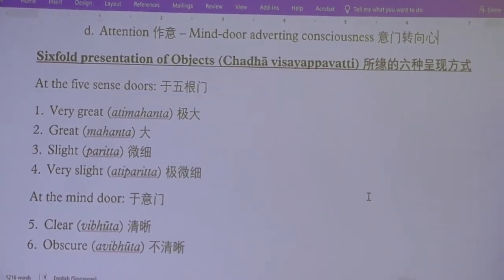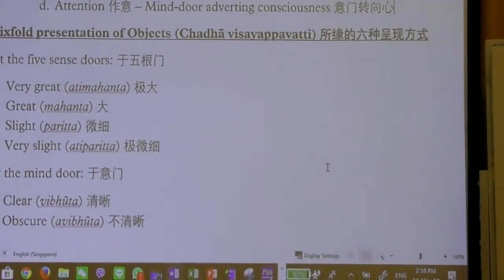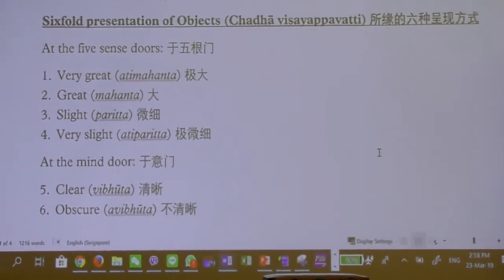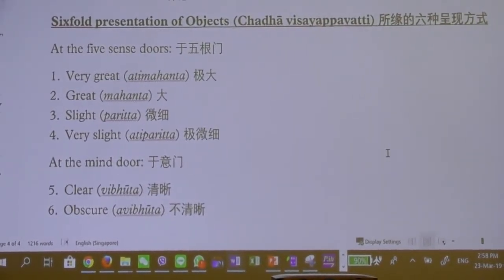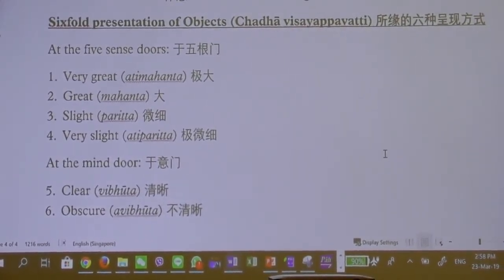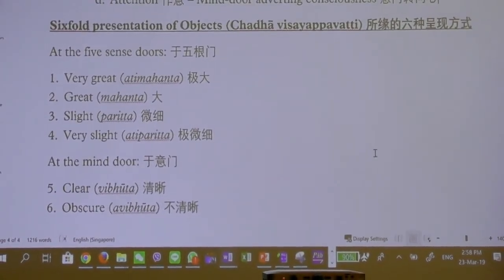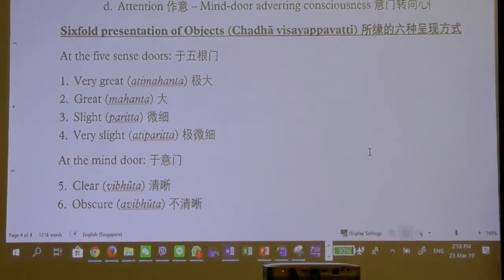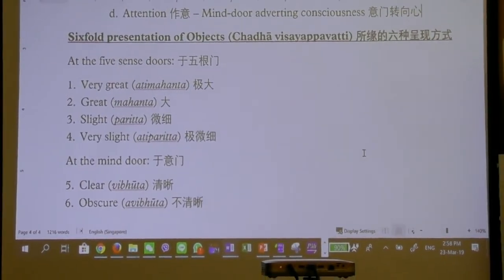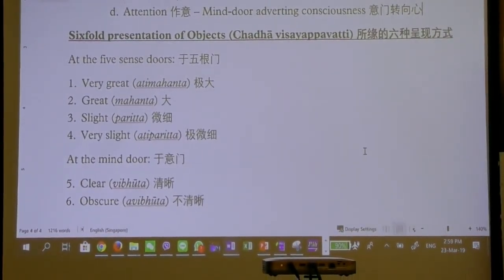Now, according to English, according to Pali also, very great means very big object. The great means not so big, not so small, like middle. The Parita means very small, very slight. The Ati Parita, very, very small. This is the meaning of the word.